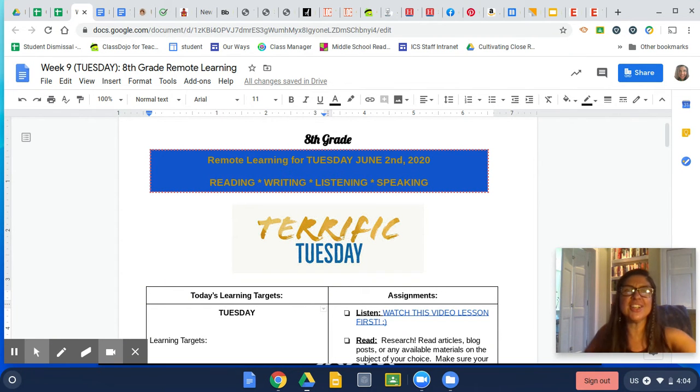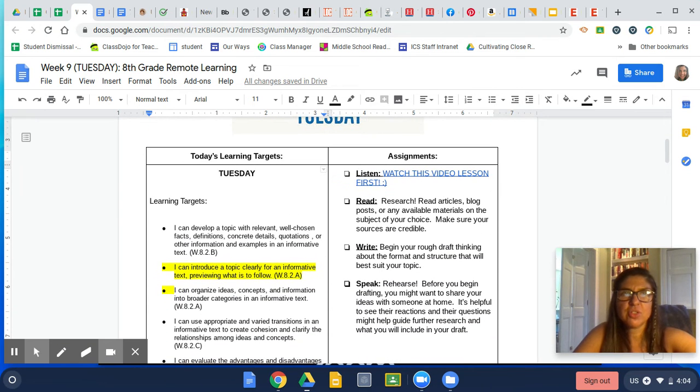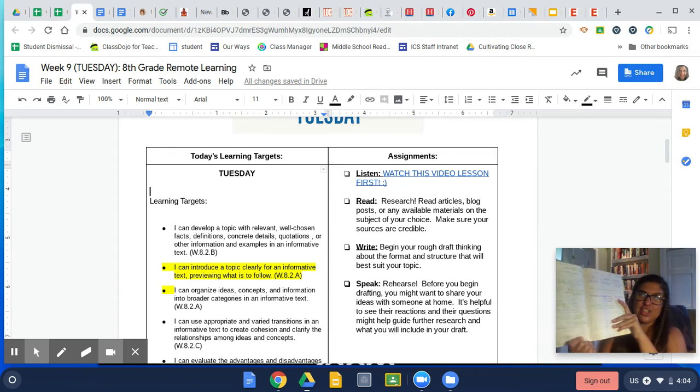So today's learning targets are very similar to the targets that we have been working on. Yesterday, we worked on developing a topic with relevant, well-chosen facts, definitions, concrete details, quotations, or other information and examples in informative text. That was the research that you did. So I hope you got some research done. Mrs. Ash showed you my research page, and I shared that with you yesterday.